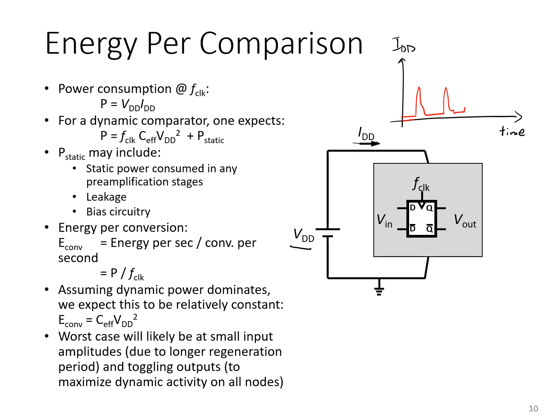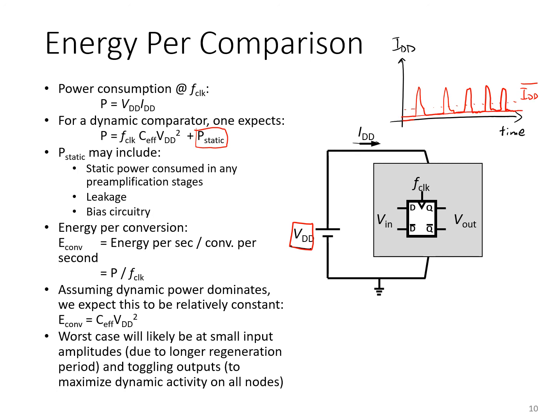So you're likely to see a current waveform that looks something like this, periodic with the periodicity of the clock. Then you can get that average current and multiply that by the supply voltage here, and you get the average power consumption of the comparator. Now, one expects there to be two components of the power consumption. One, as we talked about, may be a static power consumption, a sort of baseline current that's always being drawn here.